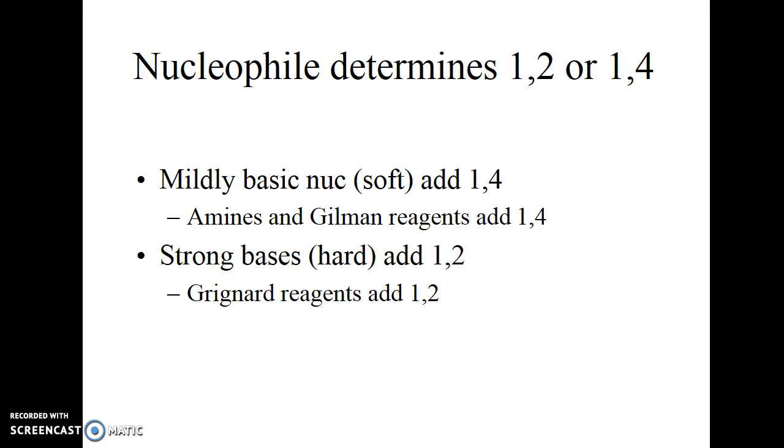When we were looking at dienes, it was the temperature that determined whether or not you had 1,2 or 1,4 addition. With conjugated carbonyls, it is the nucleophile that determines whether 1,4 or 1,2 addition occurs. When we have a soft nucleophile, which is not a strong base, it's a mild base, weakly basic, those things add 1,4. An example of that are amines and Gilman reagents. Strong bases add 1,2. Examples of that would be hydroxide or a Grignard reagent. Those are hard because we have a lot of concentration of charge in one place.